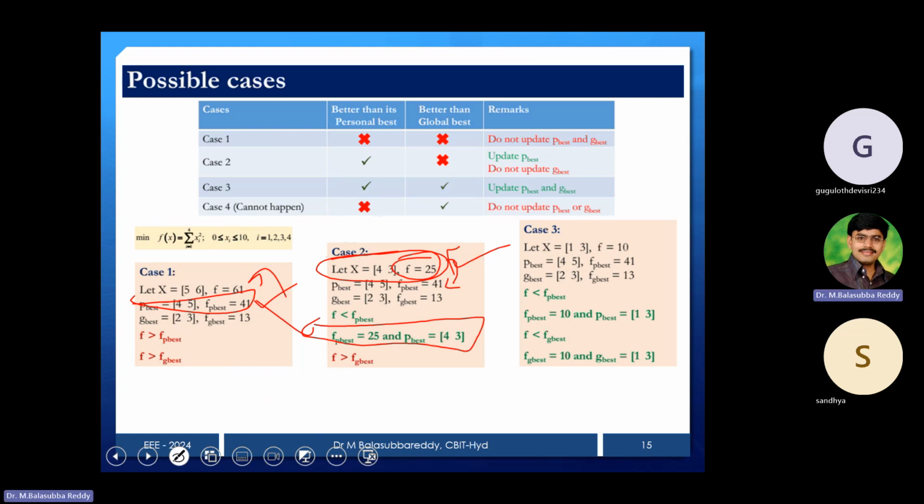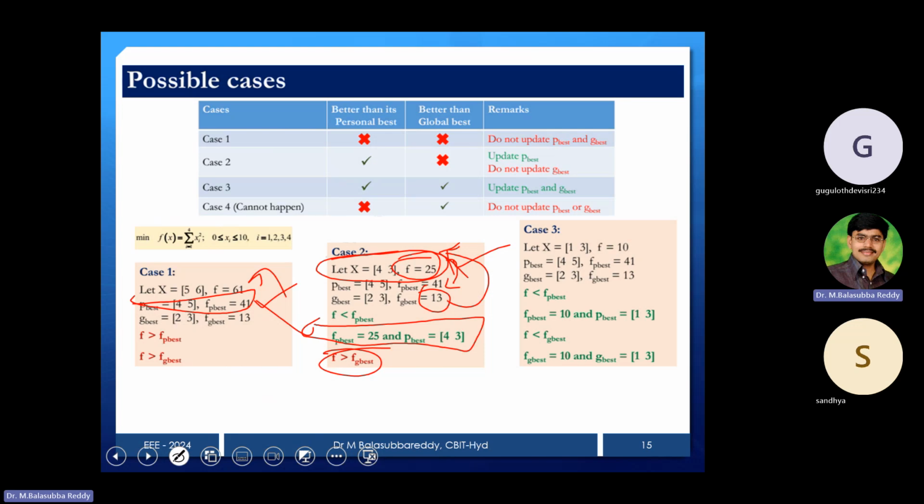And what about the global best? Still, this is 13, and this one is 25. Therefore, 13 is the best one. We carry forward the 13 as such. Now in case 3, again, what is happening?